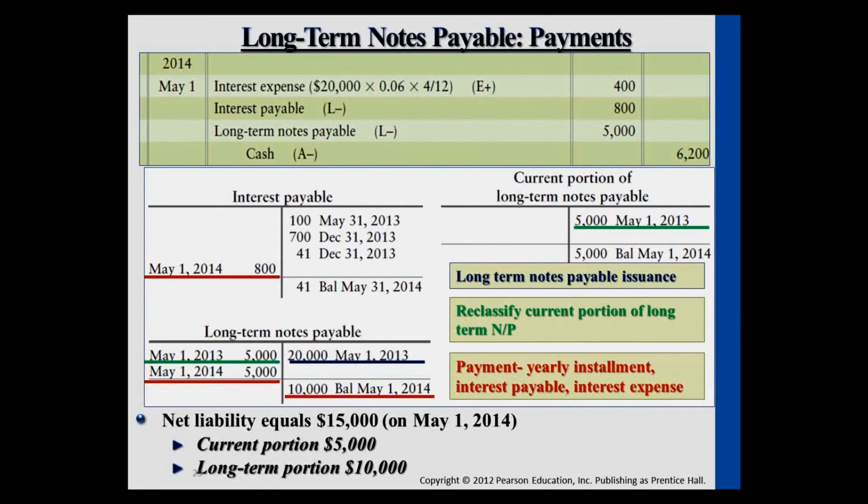Later on, when we pay off the yearly installments plus the interest payable and interest expense, we reduce long-term notes again. But that current portion, as I mentioned earlier, stays there. We don't reduce it until the very last year. So after the first year of payment, we still have 2 years of long-term notes, and 1 year of current portion that represents next year's $5,000 that is due.